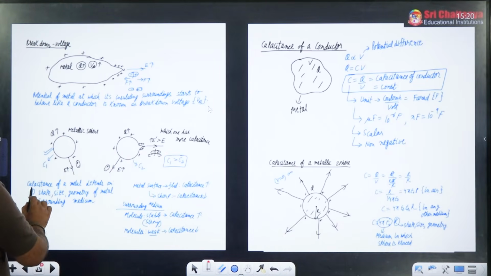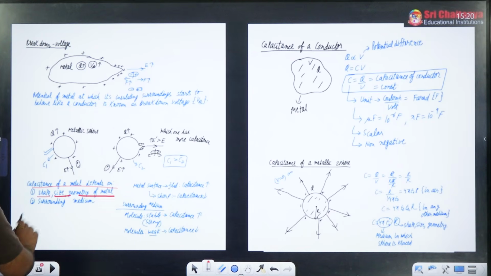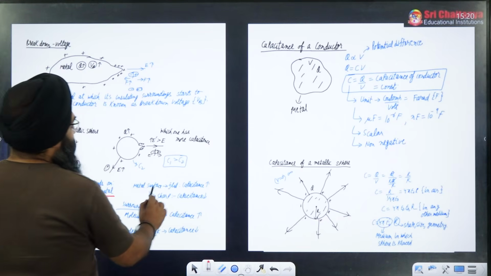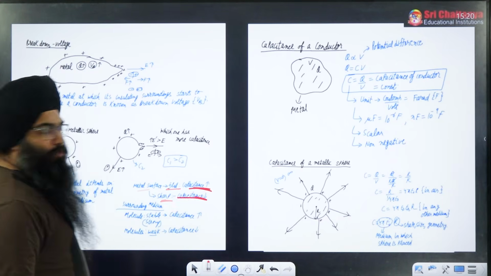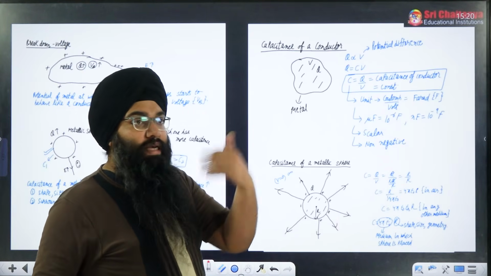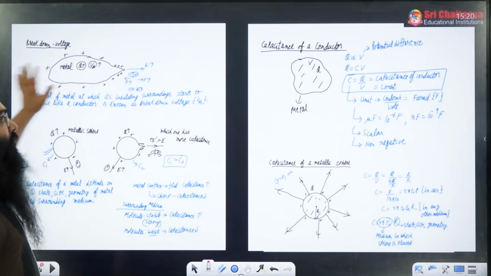Acha, one more thing, capacitance of a metal depends on what? It depends on the shape, size, geometry of the metal. It also depends on the surrounding medium. If the metal surface is flat, capacitance will be more. If it is sharp, capacitance will be less. Why will it be less? Because if it is sharp, then the electric field becomes very strong, and the breakdown can happen easily. Okay, so this is basically the concept of breakdown voltage.